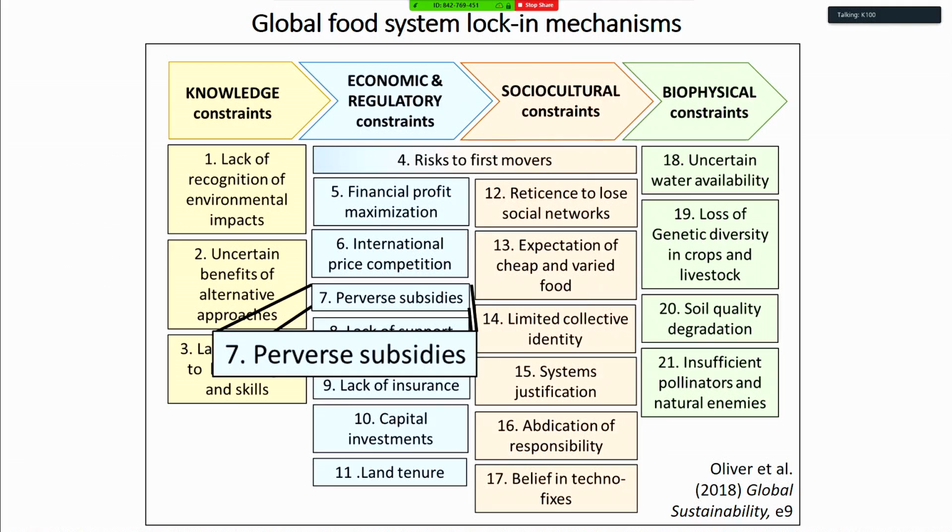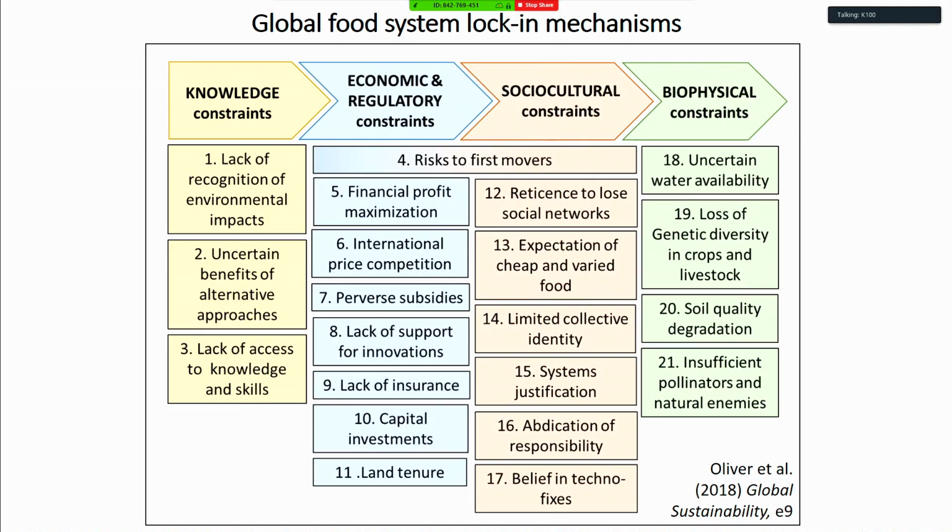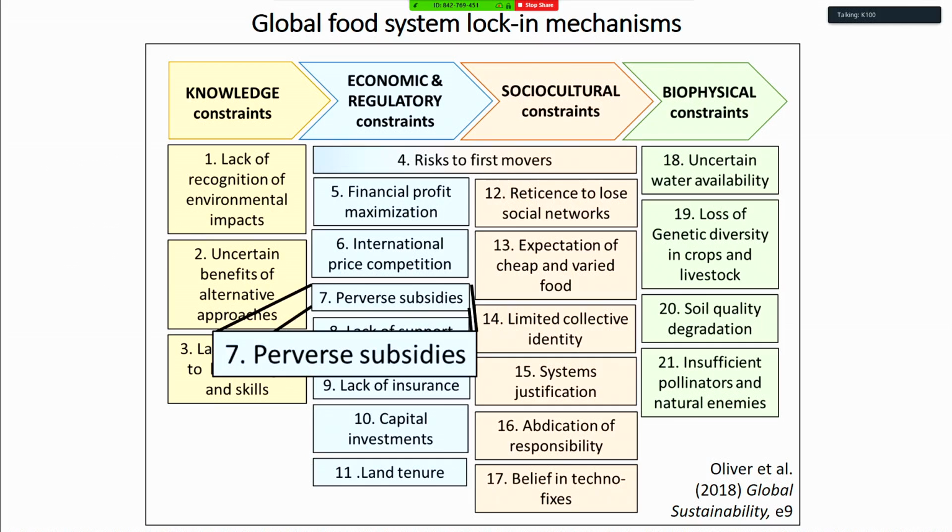One example, if I just go back, is risks to first movers. So there are obviously economic risks to first movers. Let's look at number 10, capital investments. You may have sunk a lot of capital into investments, so it's very hard to change the way you do things. A big one, though, is perverse subsidies. We pay farmers to often farm in a way which is damaging to the environment.